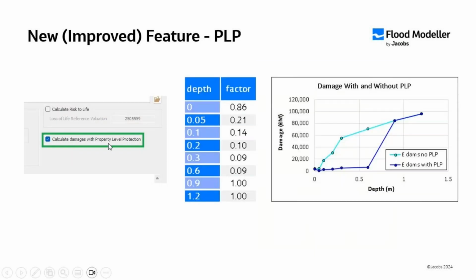Again, it's pretty easy to use. If you want to calculate damages with PLP applied, all you have to do is tick the Calculate Damages with Property Level Protection box. Technically speaking, it adjusts the depth damage curves by a range of depth-dependent factors from that report before doing the AAD and PVD calculations. And if you tick that box, the damages that Damage Calculator outputs make the assumption that PLP is in place. So that function means you can calculate PLP damages and therefore benefits just by ticking a box, which takes a couple of seconds, rather than having to generate a whole new set of depth damage curves, which could take a little while.